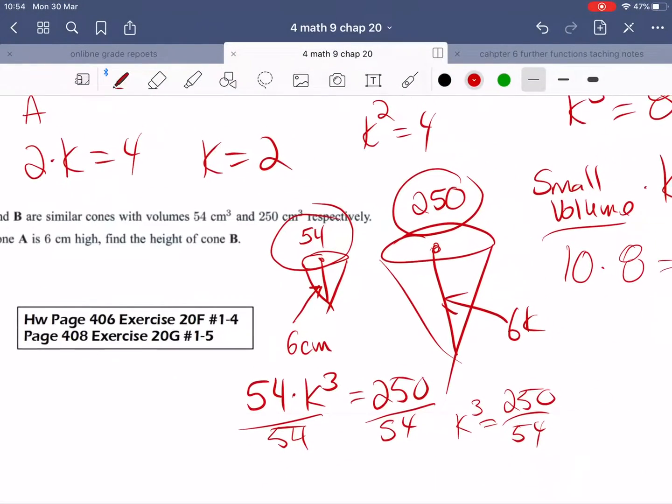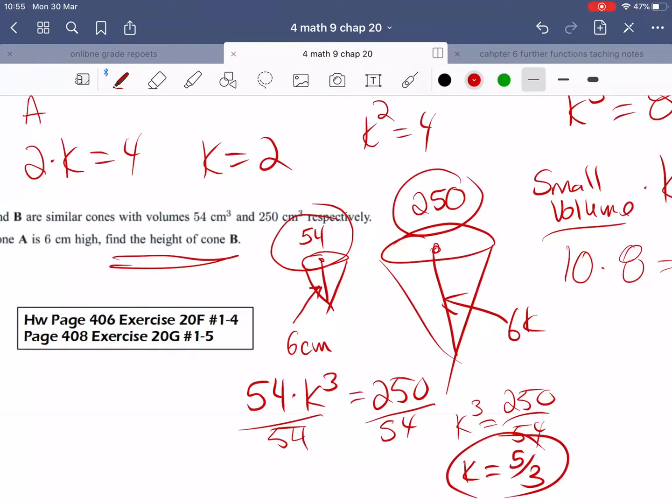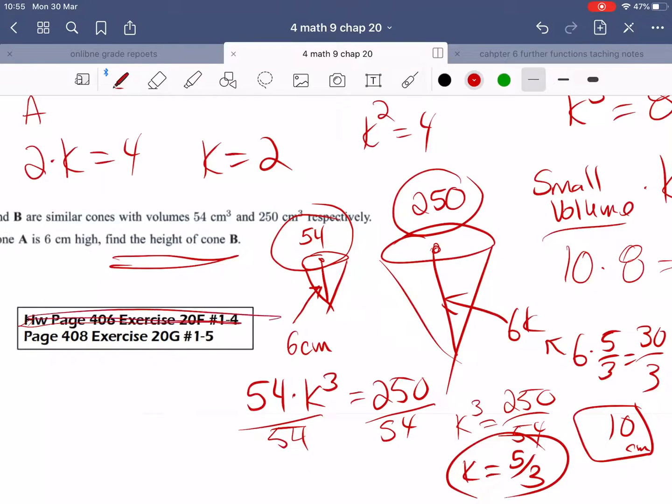Five-thirds. Okay, so our K is going to be 5/3. A lot of people would just put that as their answer, but you remember this one's asking find the height of cone B. So you got to take 6 times 5/3, which is going to be 30/3, which is 10. Okay, 10 centimeters.